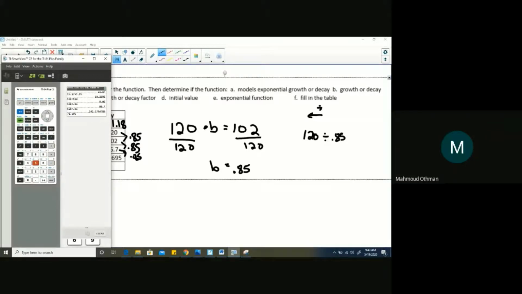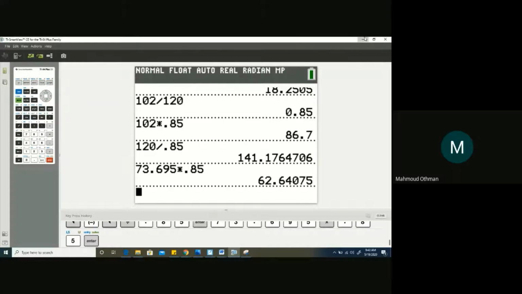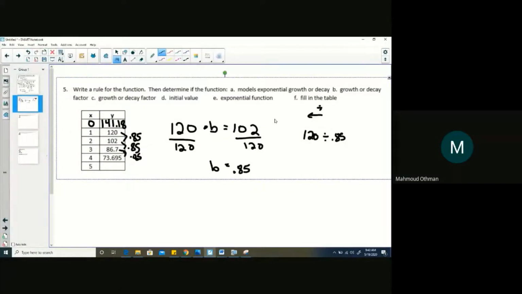73.695 times 0.5. That gives me 62.64. Now I have my rule. I have my starting value. So A equals 141.18. So now I could write my function.